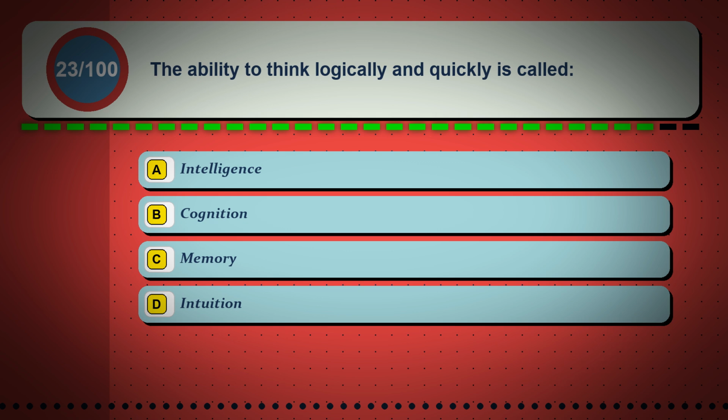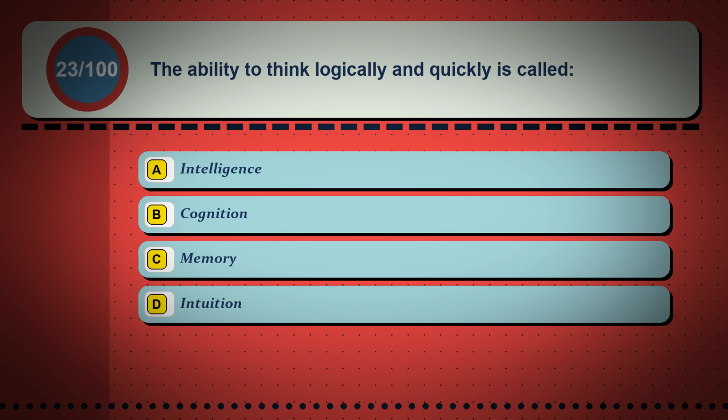Question 23. The ability to think logically and quickly is called: Option A, intelligence. Option B, cognition. Option C, memory. Option D, intuition.